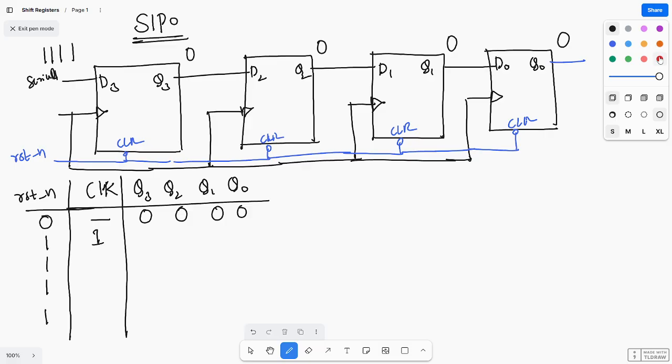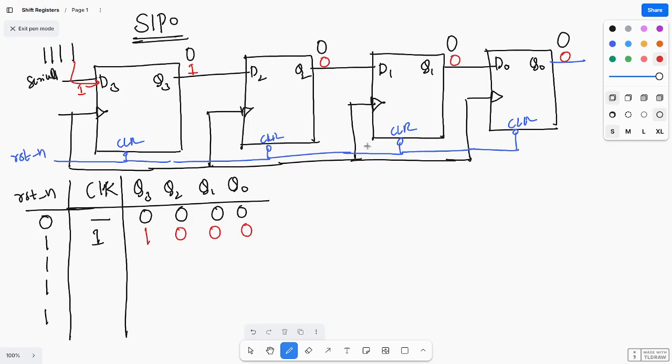Next you are applying the first clock pulse. What happens? This one will come here, and as this is a sequential buffer, you are getting Q3 equal to D, whatever the input is. So here you are getting one, and this zero will be shifted here, zero, and here zero. So here you are getting 1 0 0 0.